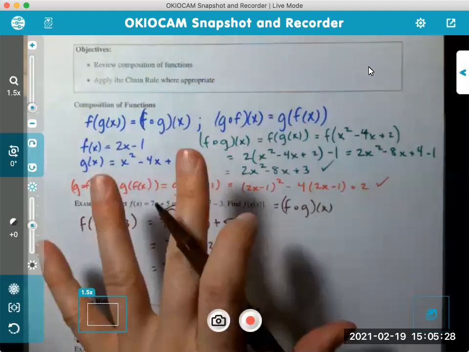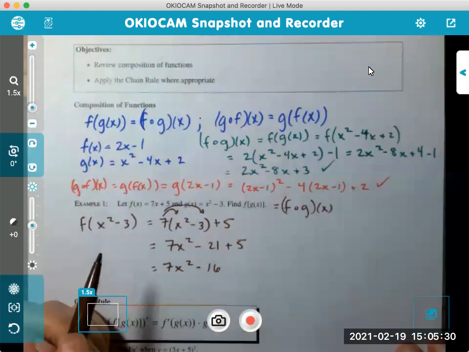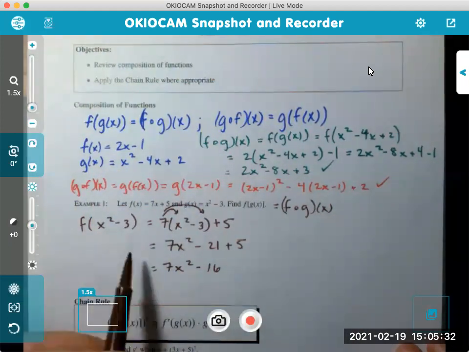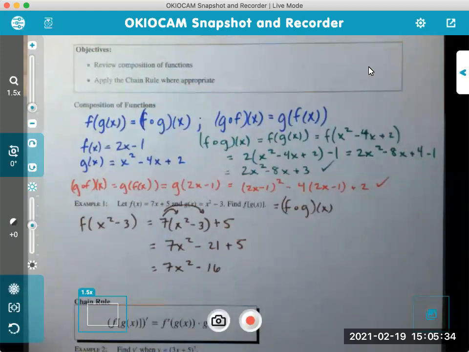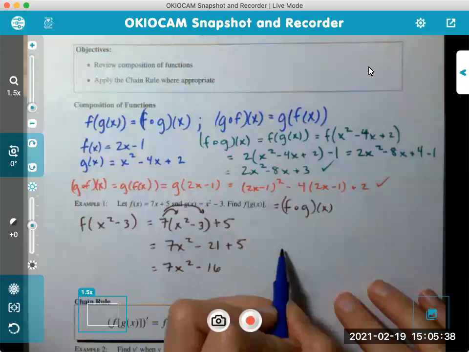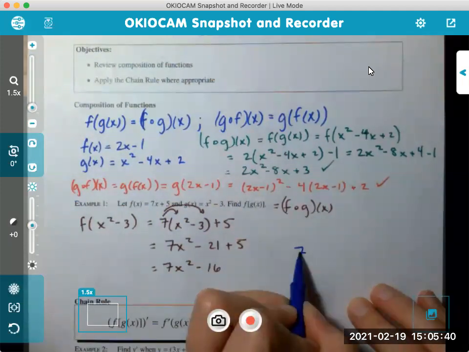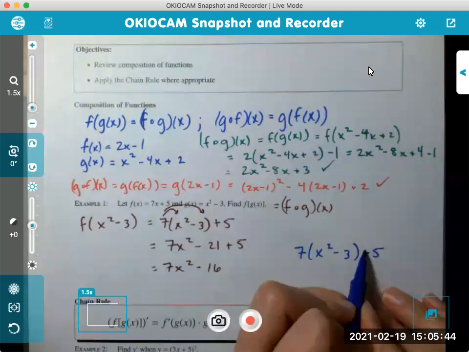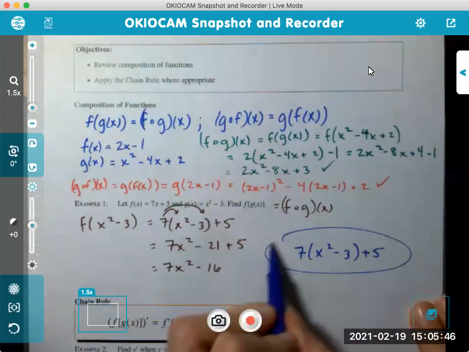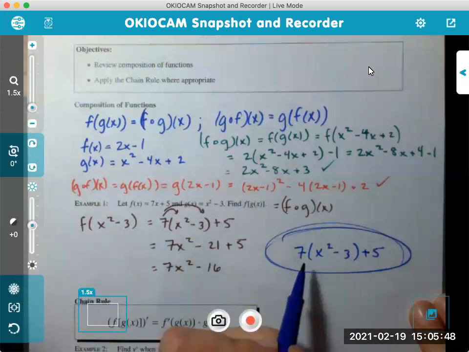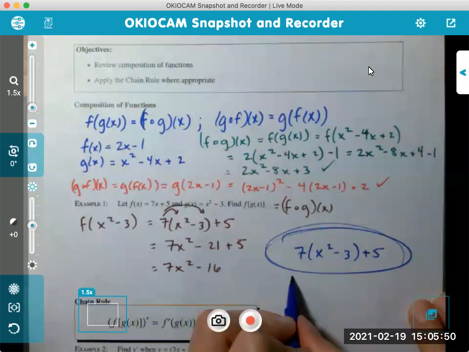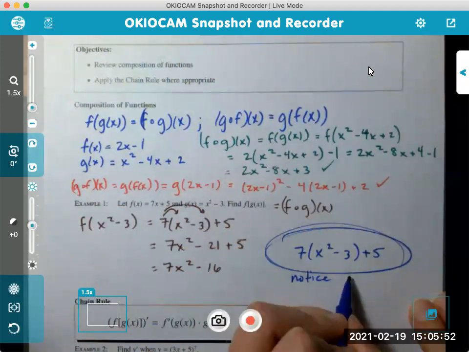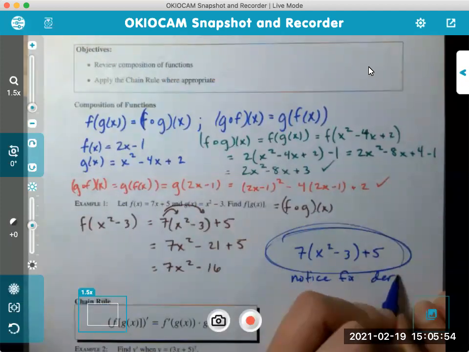Here, the main point is just recognizing functions inside functions. So when we're looking at them as far as derivatives, we'll see something just like what we have here: the 7 times x squared minus 3 plus 5. This is something more along the lines you're going to want to notice for a derivative.